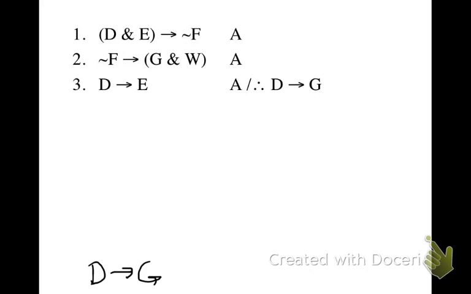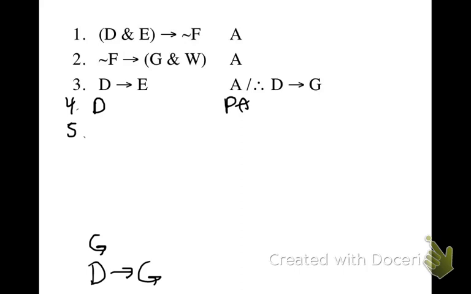And the arrow-in strategy says when you want to derive a conditional, so D arrow G, by arrow-in, you start out by assuming its antecedent, so D, and then try to derive its consequent. So in this case, G. So D is a provisional assumption.